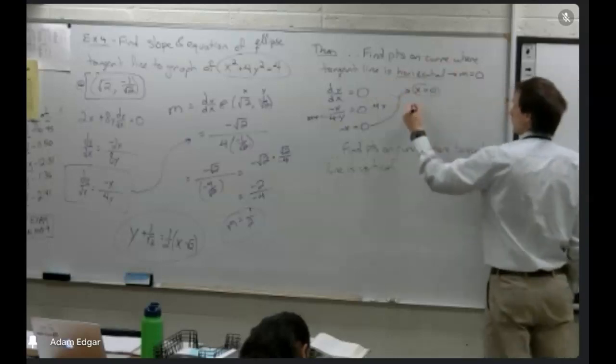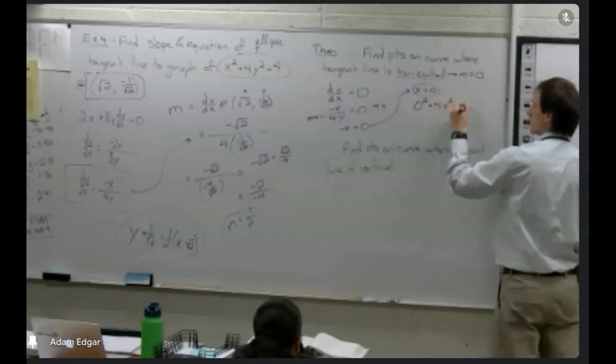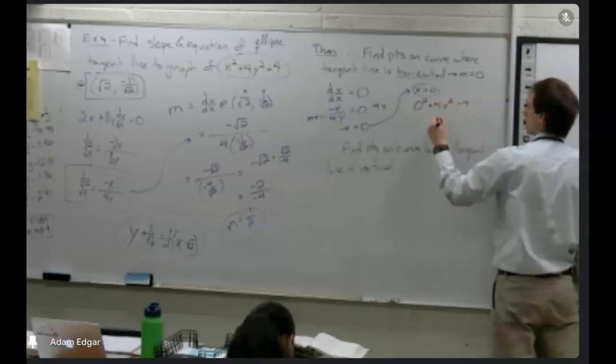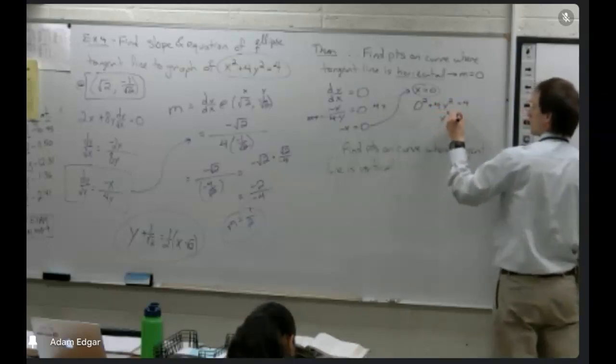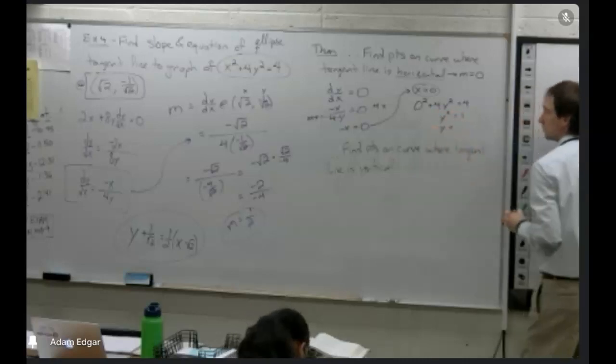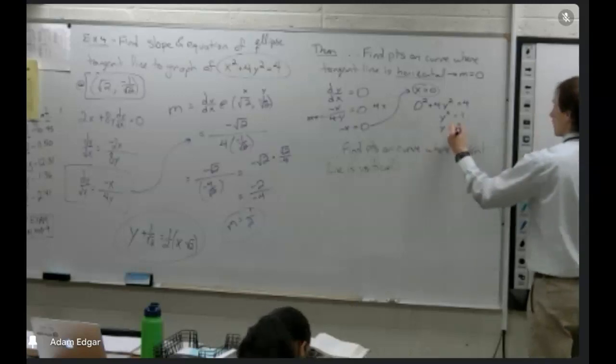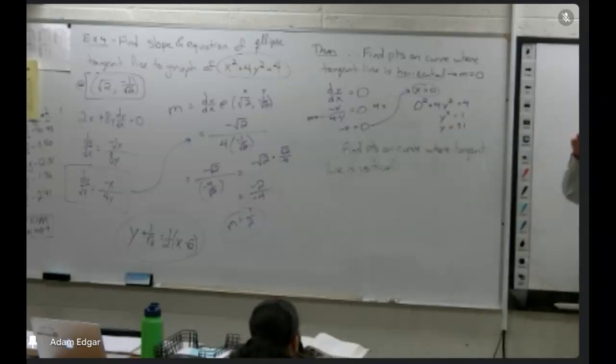So you have 0 squared plus 4y squared equals 4. So y squared equals 1. And so what's your y equal? Plus or minus 1. Because it's an ellipse or an oval, how many places on an oval are you going to have the curve be flat? Twice, right at the top and at the bottom.